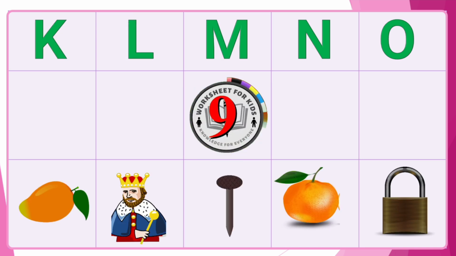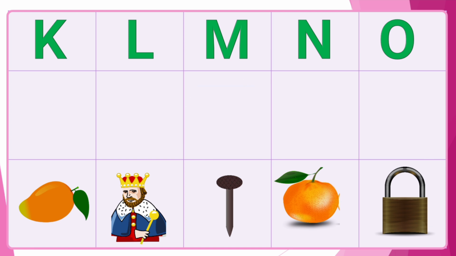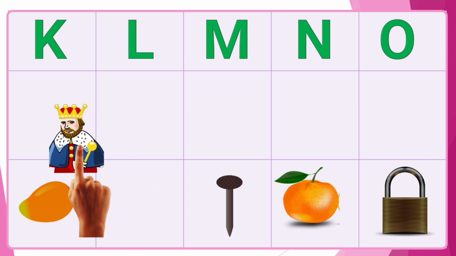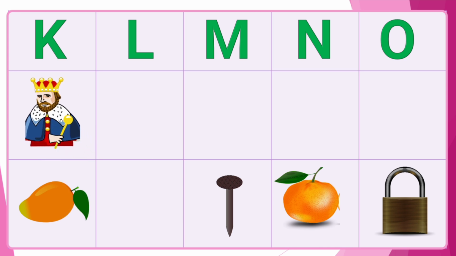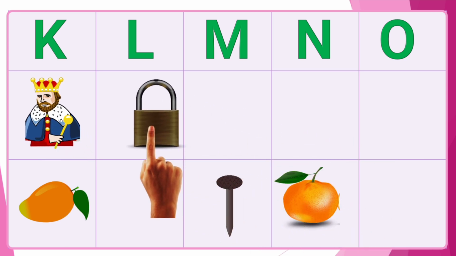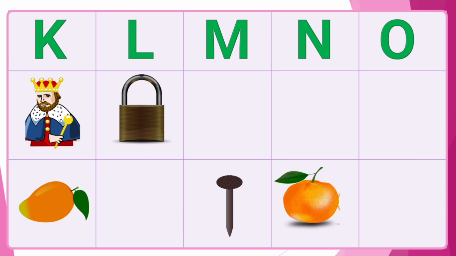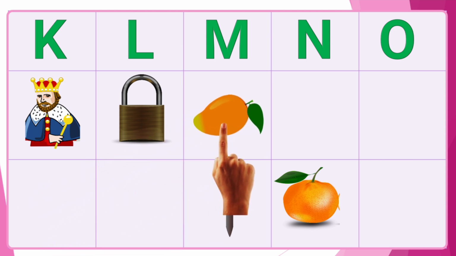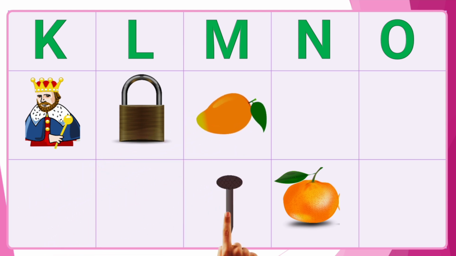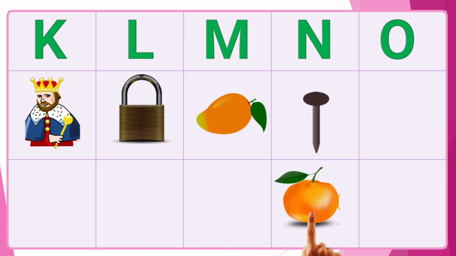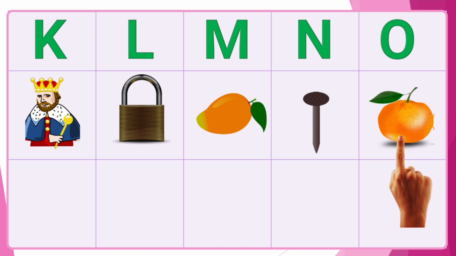10, 9, 8, 7, 6, 5, 4, 3, 2, 1, 0. K for king. L for lock. M for mango. N for nail. O for orange.